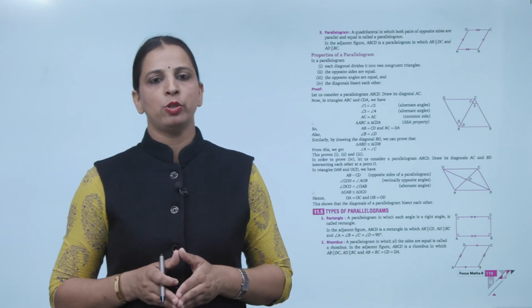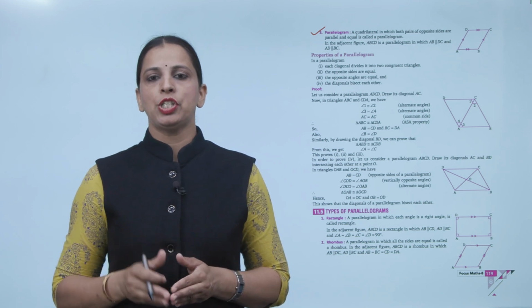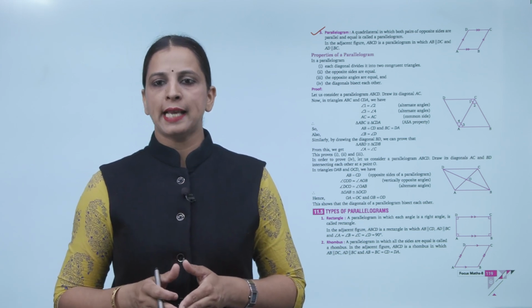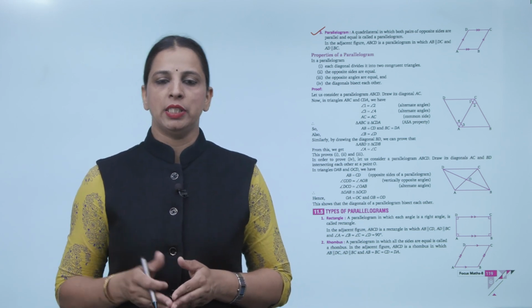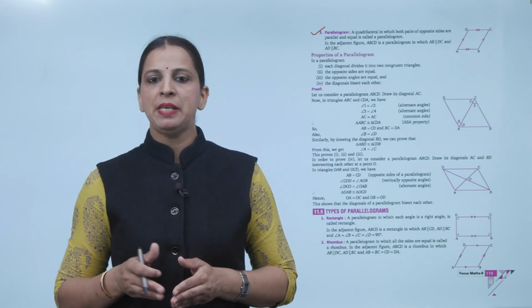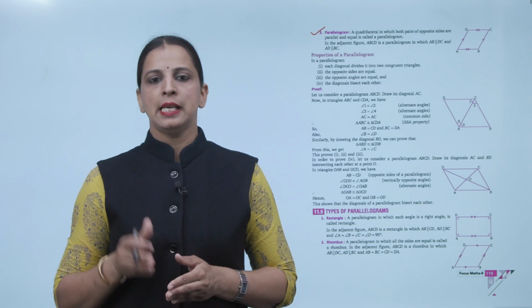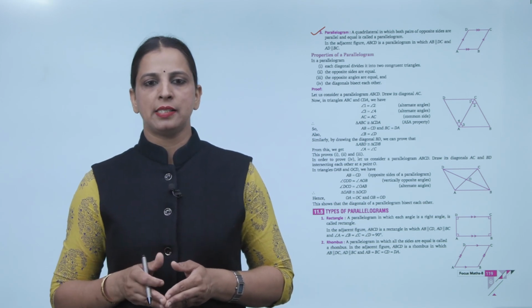Now third is parallelogram. A quadrilateral in which both pairs of opposite sides are parallel and equal is called a parallelogram. In the adjacent figure, ABCD is a parallelogram in which AB is parallel to DC and AD is parallel to BC.